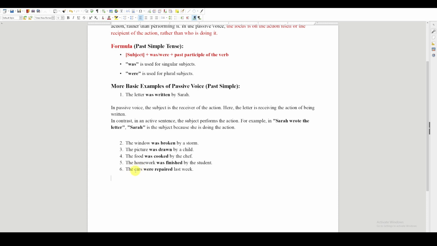Okay, as for the last example, we have the cars. This time, the noun or the subject receiver is ending with s, so this is plural. So instead of was, we're gonna write were. So the cars were repaired last week. Repaired means fixed, right? Another word, a synonym for fixed. So the cars are the subject, and were, just like what we had in the formula, plus repaired, which is the past participle of the verb repair.